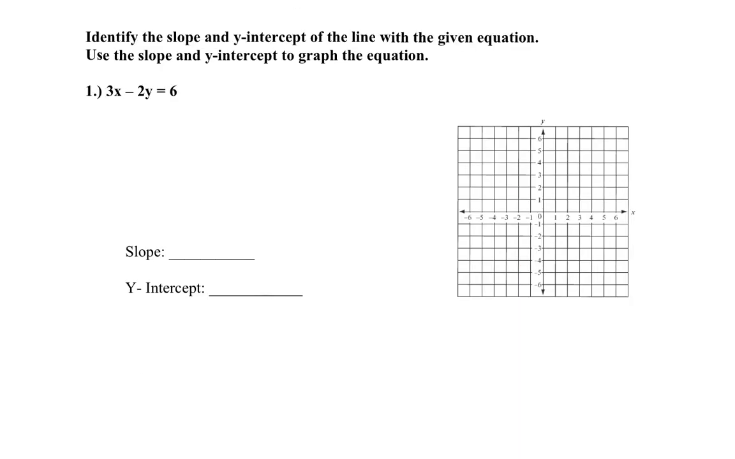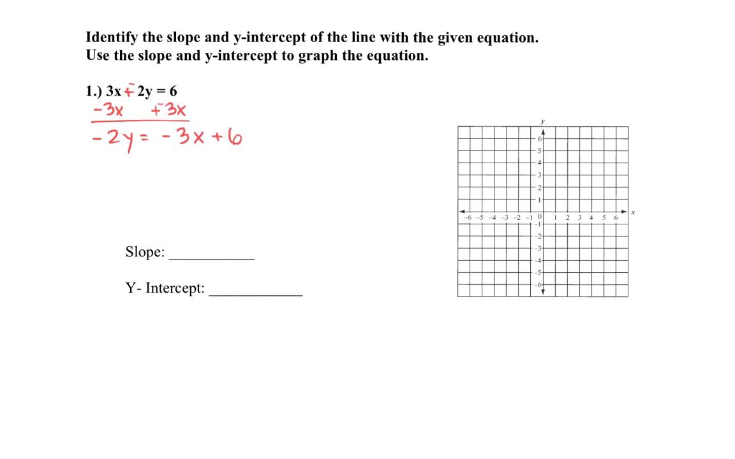All right, let's try the next problem. Again, my equation is not yet in slope-intercept form or function form. And so the first thing I'm going to do is try to get y by itself. Since it's a positive 3x, I am going to subtract 3x to get rid of it. I have negative 2y equals negative 3x plus 6.